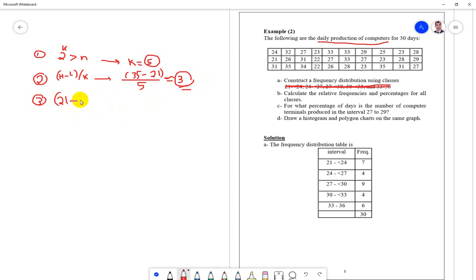2 plus 3 it will be 24. That's the first class. So the first class limit starts from 21, the minimum, plus the length or width 3, so 21 plus 3 equals 24. So from 21 to 24, that's the first class. The second class, in the same way, starts from 24 to, but actually how to read it?